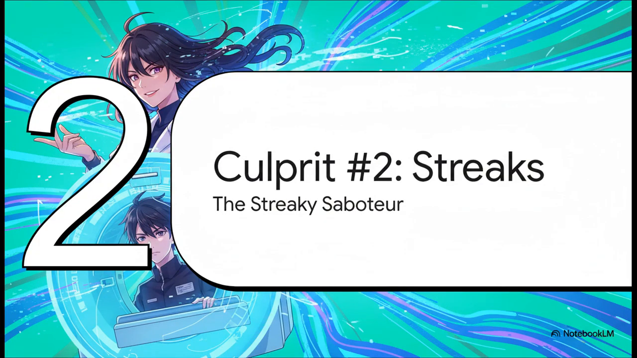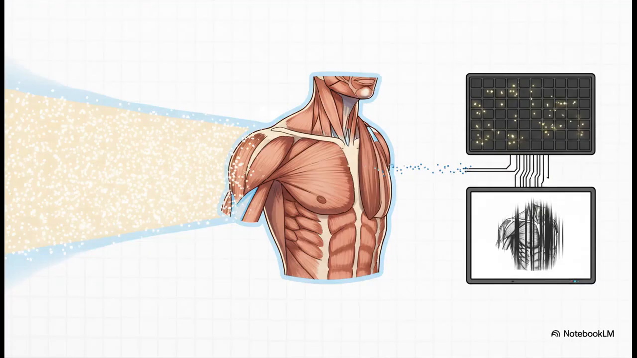Okay, next up is a real menace, the streaky saboteur. Now, we've already seen how beam hardening can cause streaks, but it's not the only culprit. There are a few different things that can absolutely ruin an image with these nasty phantom lines. Let's start with photon starvation. This happens when the X-ray beam has to get through something incredibly dense, like a person's shoulders.